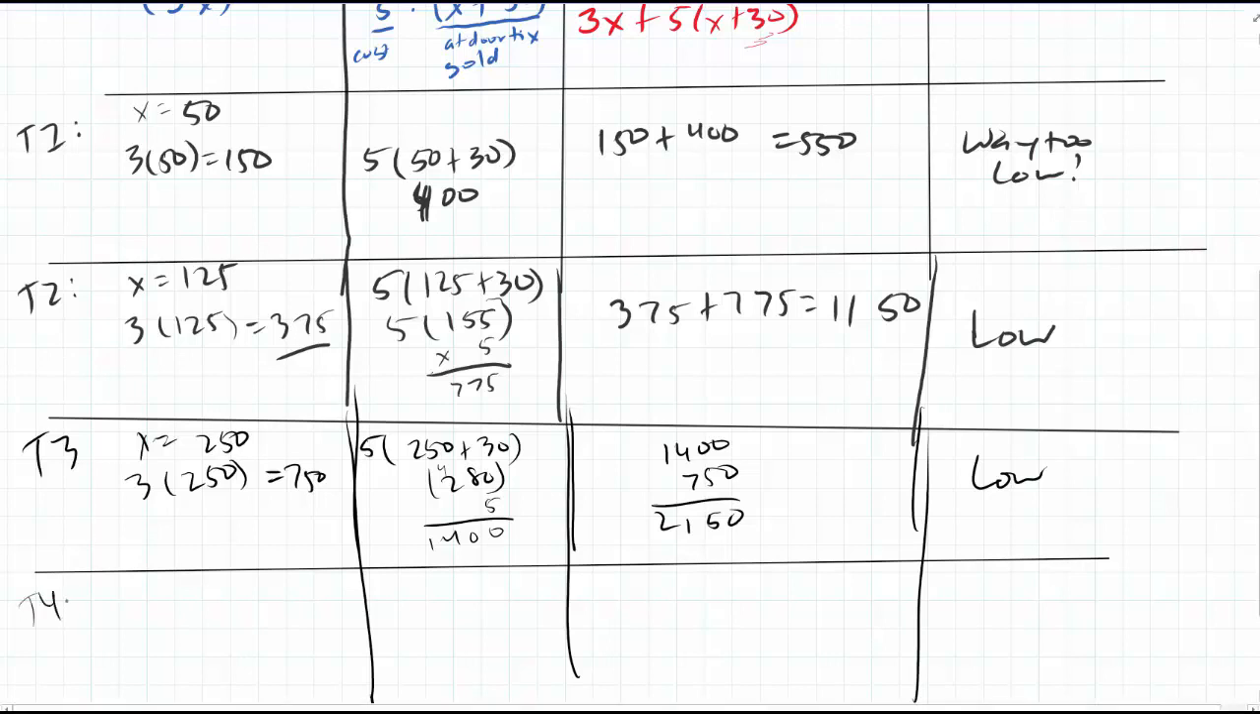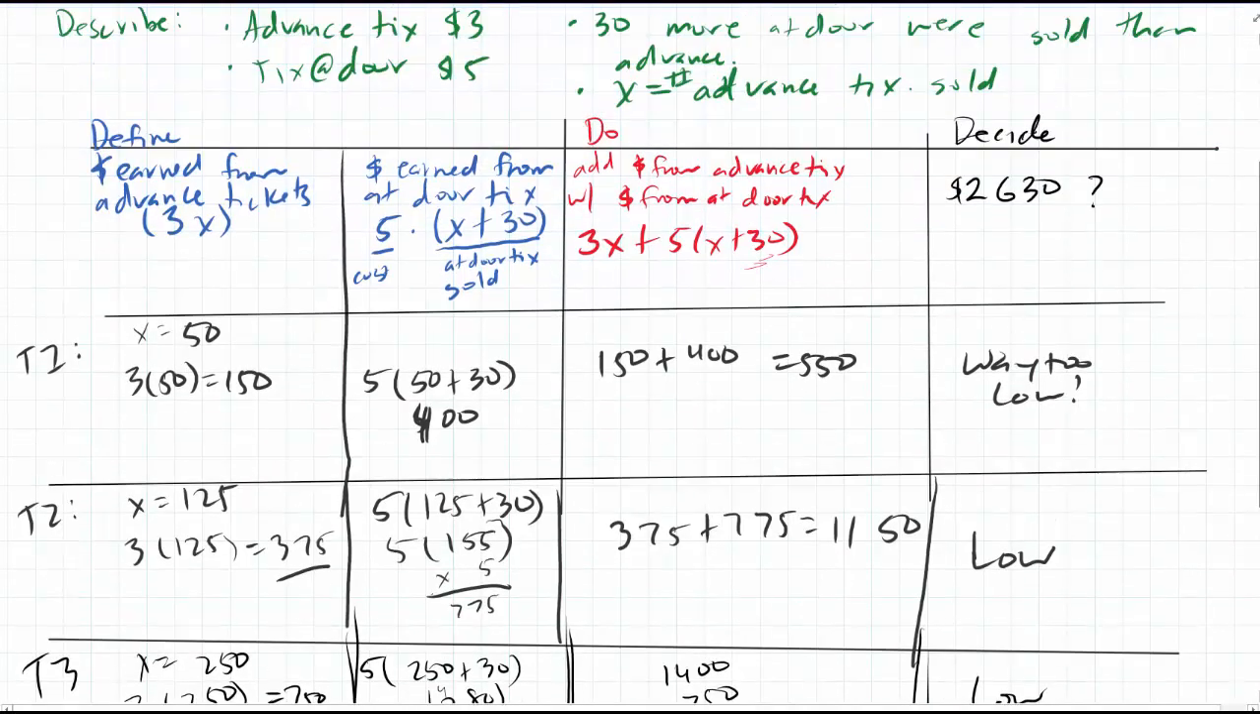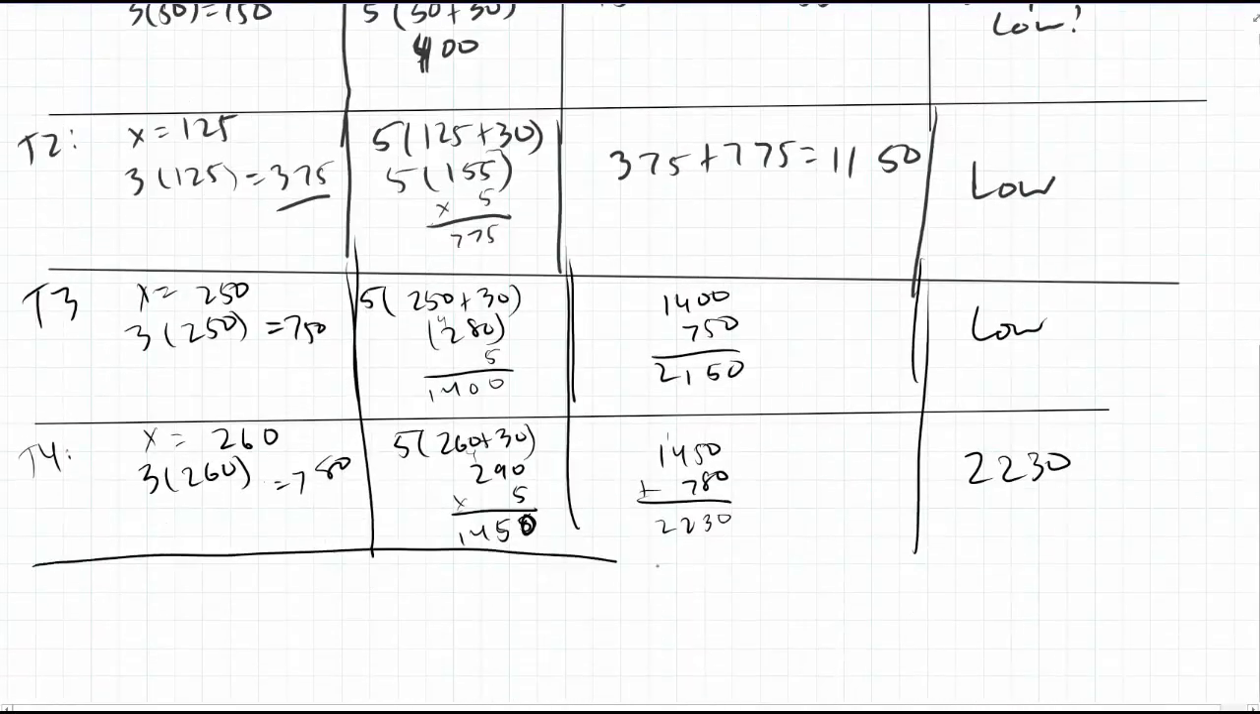Trial 4. Let's guess 260. 3 times 260 is 780. 5 times 260 plus 30 is 290 times 5, which is 1,450. 1,450 plus 780 is 2,230. That's still way too low because we're testing for 2,630. We need another $400.